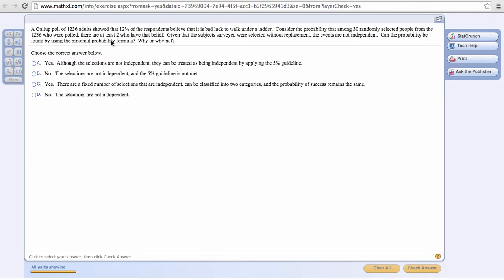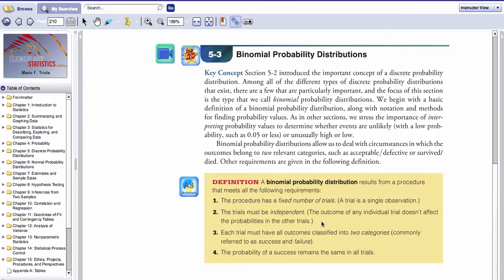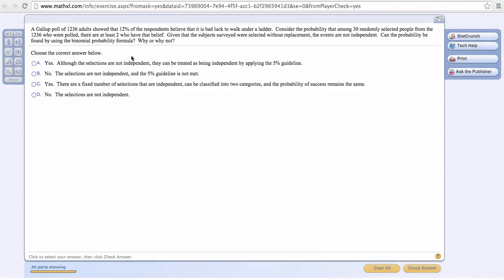In this problem, we have 30 trials. The probability that among 30 randomly selected people, so we're going to select 30. The trials must be independent. The outcome of any individual trial doesn't affect the probabilities in the other trials. Well, in that problem, it was stated that since the subjects were selected without replacement, the events are not independent. So on the face of it, it seems like we can't use the binomial distribution. But let's look through the book a little more.